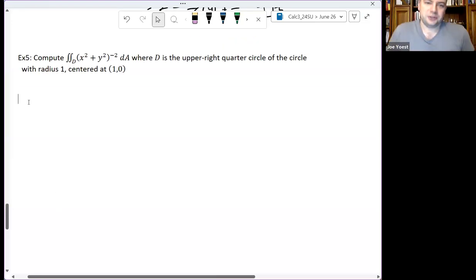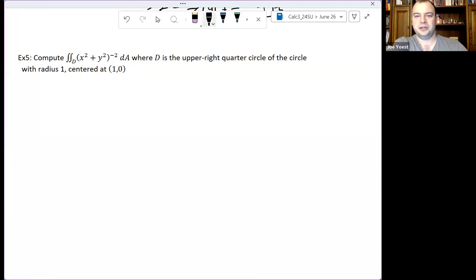Okay, so going back to example 5, here we want to compute the integral of this kind of crazy thing, x squared plus y squared to the minus 2, where our region of integration is the upper right quarter circle of the circle with radius 1, centered at 1, 0.